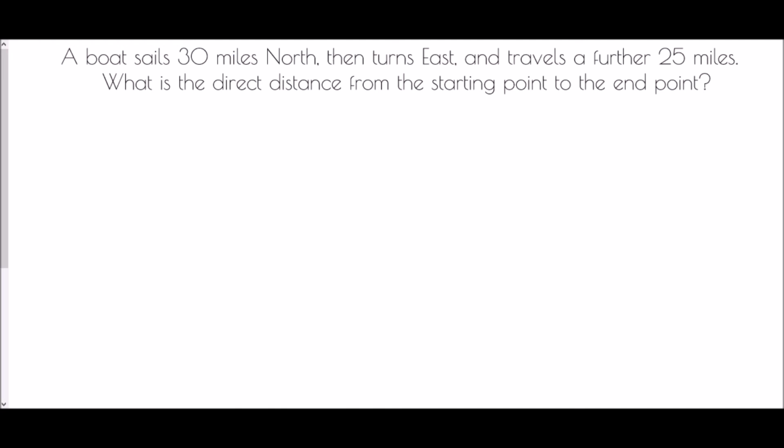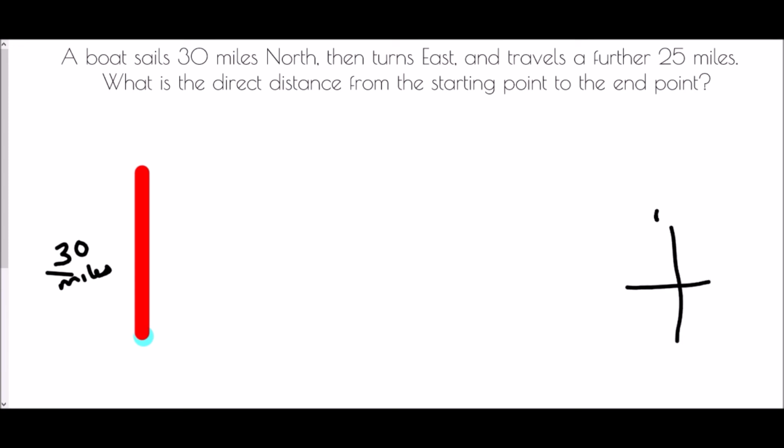Well, in this case, we need to start off with a starting point. So we start here. And if we travel north, well, that will mean we go straight up. And we've travelled 30 miles. So let's just mark that we've gone 30 miles north. Now, if we turn east, if we just think about our compass quickly, we have north, east, south, west. And therefore, we have turned to the right. We've gone to pointing towards east. And we've travelled, again, 25 miles from there.